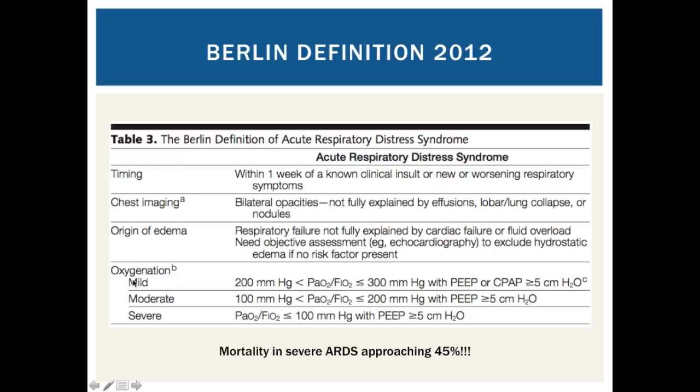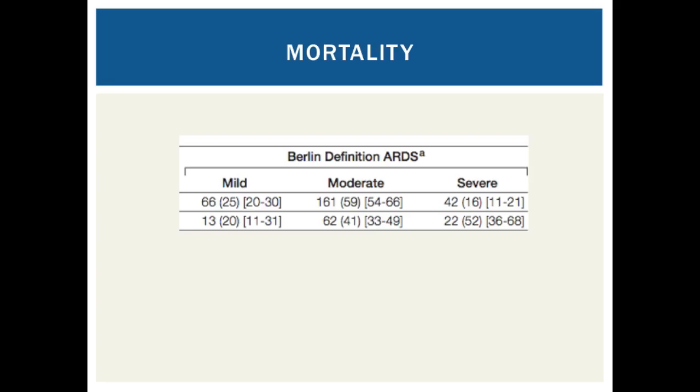They give you this little categorization of mild, moderate, severe, depending on the P to F ratio. That's the PO2 to FiO2 ratio. So you can see here, 200 to 300 is mild, 100 to 200 is moderate, and a P to F ratio of less than 100 is in the severe category. This is important because the mortality in severe ARDS, you can see here, is almost 50%. So it is a very serious life-threatening condition.